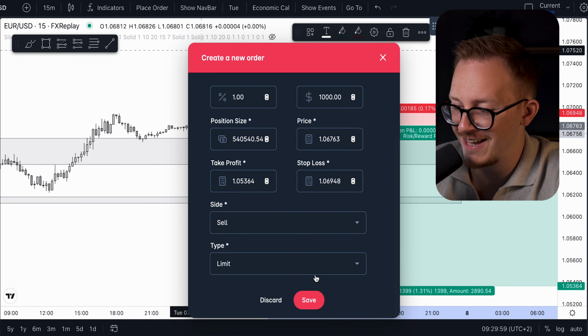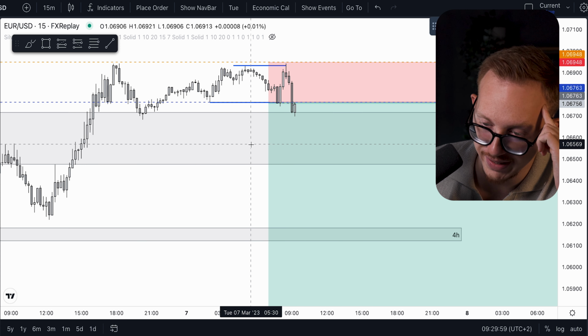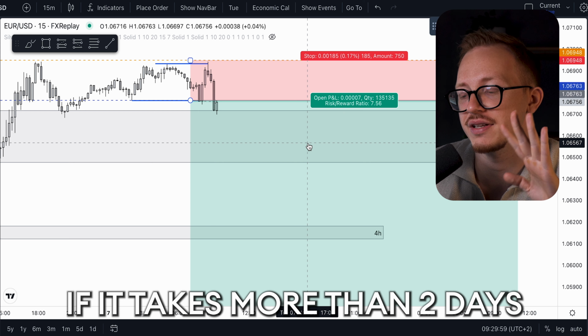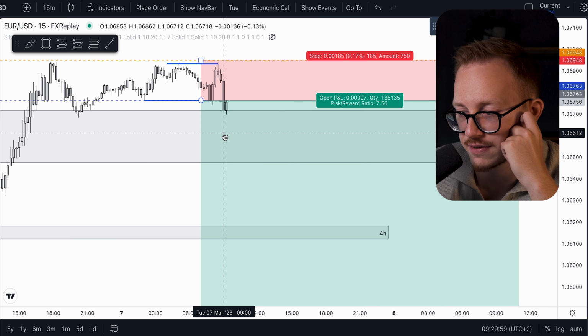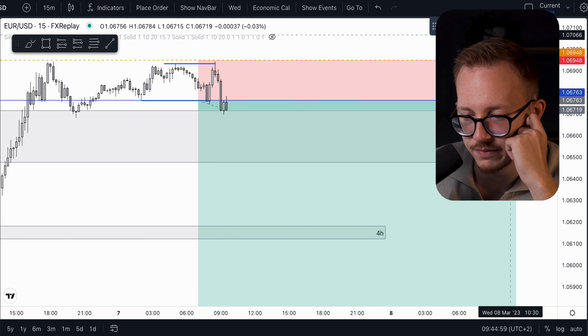1% risk, and I have a feeling that this trade is going to take a long while. So let's just say if it takes more than 2 days, let's just close it, right? But let's search for other opportunities in between this. Okay, we are tapped in right away. That's a good one. I'm going to speed this up a little bit since this is going to take a long while.